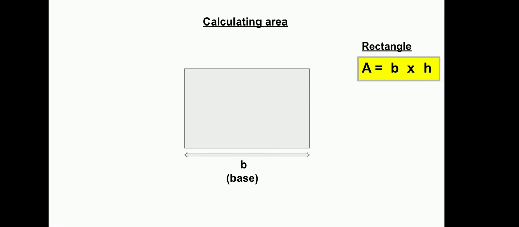So area is a measure of how much space there is on a surface measured in square units, which can be calculated with the help of formulas. Now, to calculate the area of a rectangle, we can use the formula A, which stands for area, equals B multiplied by H. B, which stands for base, is the length of the bottom side of the figure. And H, which stands for height, is the height of the figure from the bottom to the top of the figure. So multiplying the base of a rectangle by the height of a rectangle gives the area of that rectangle.